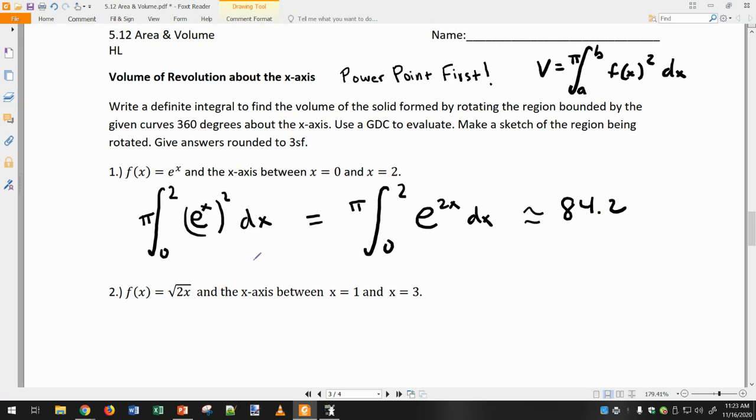Okay. So again, why are we squaring this? That's because this formula comes from the formula for a cylinder, pi r squared h, where this is the pi, this is the r squared, and this is the h.